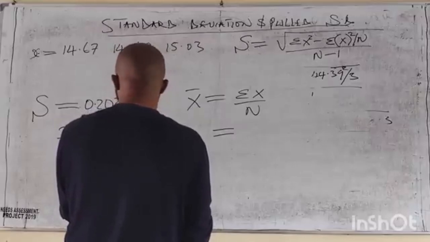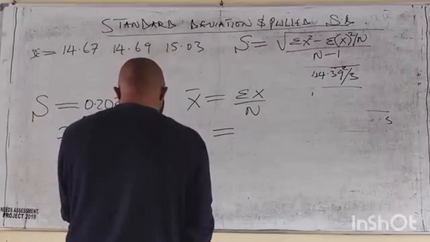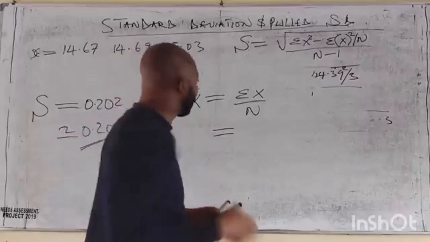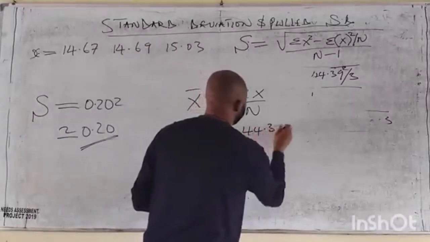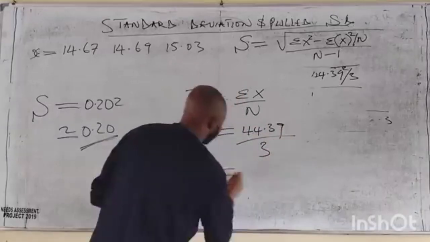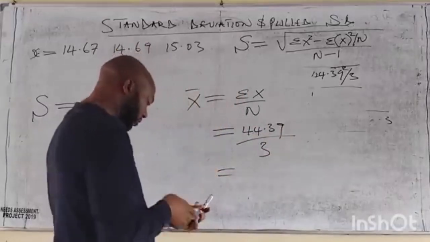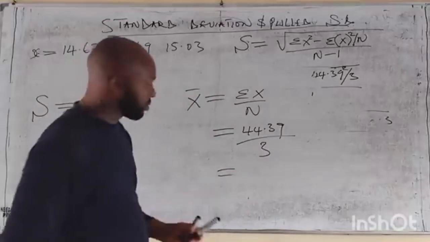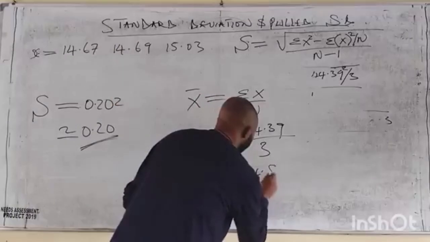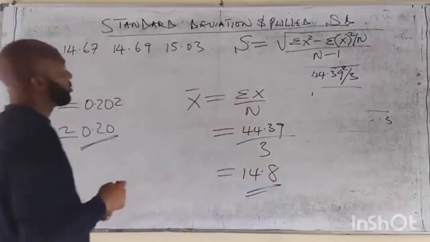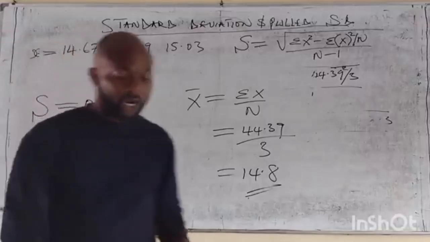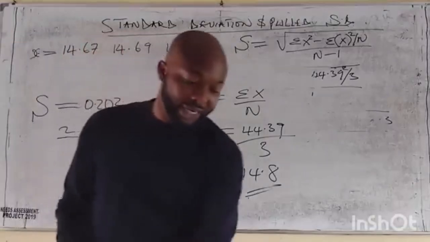plus 14.69 plus 15.03, which is 44.39. This gives me 44.39. The degree of freedom is 3, and if I divide that by 3, I have 14.8 approximately. So by this, so far we've gotten our standard deviation and the mean. We'll take other questions before we go to full standard deviation.